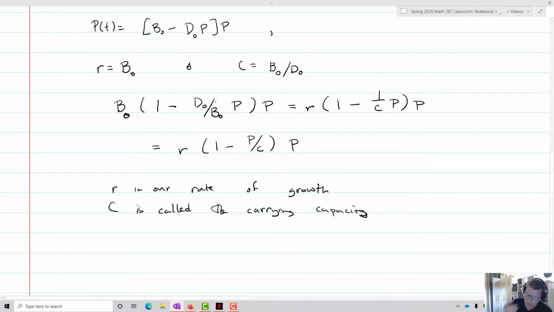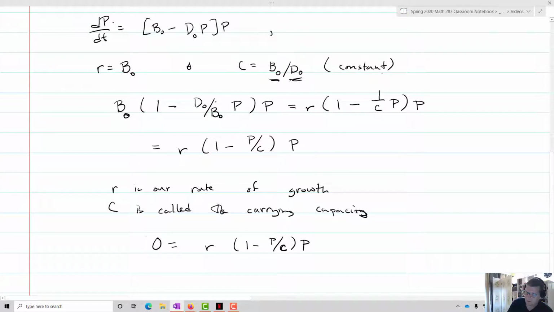Well, let's use some of the ideas that we've got from working with graphing. Let's take the differential equation, dP/dt, and set it equal to 0. So 0 is going to equal R times (1 minus P over C) times P. Now C is a constant, because C is just two constants, b naught divided by d naught, so it's going to be constant. I want to make that clear, that it is in fact going to be constant.